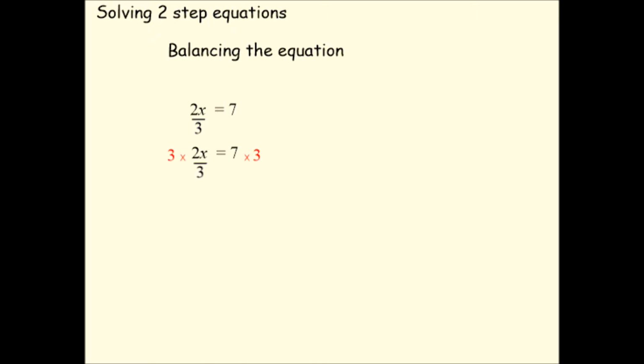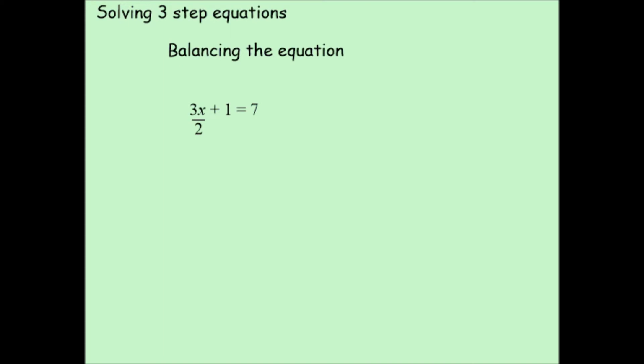To undo a dividing by 3, I would times both sides by 3. So on the left-hand side, those two 3's cancel out to leave me with 2x. And on the right-hand side, 7 3's are 21. Now, that 2 is timesing the x. To undo a 2 that is timesing, you would divide both sides by the 2. So the x on the left-hand side is equal to 21 divided by 2. And you can leave the answer in improper fraction form.